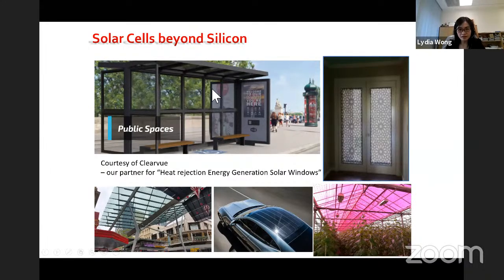All of these glasses are made of solar cell at the site. Also, you can use it as a facade here, semi-transparent facade, or on the greenhouse. Or you can also install it on the car. Okay. So in order to do this, you have to work with materials other than silicon.